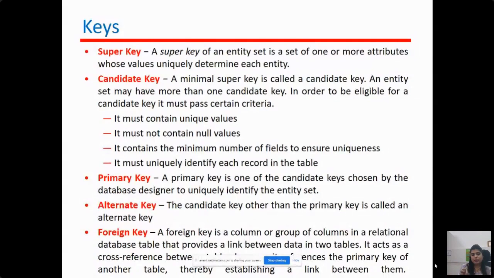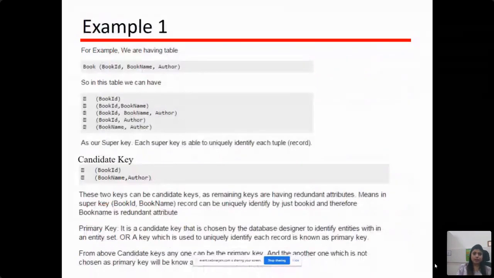Maybe for example, table A and table B, we need to provide a link between these two tables. Whenever you select an attribute from table A as the foreign key, you need to keep in mind that whichever attribute you select, that attribute should be the primary key in the other table. Then only those two tables can be linked. Now we'll see the examples.